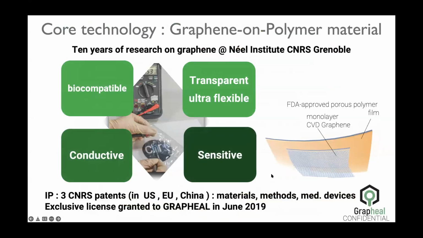So what is graphene about here? We have a combination of properties which make it quite unique. I did a lot of study before creating the company: it's biocompatible, even on the skin for several days. It does not interfere badly with wound healing, for example, and it can be put on healthy skin as well. It's transparent and ultra flexible. It's completely conformal with the skin. And more interestingly, it's a very good electrical conductor without too many defects.